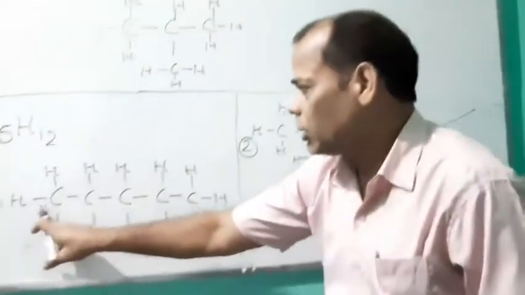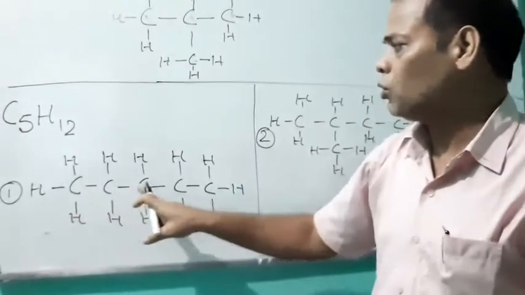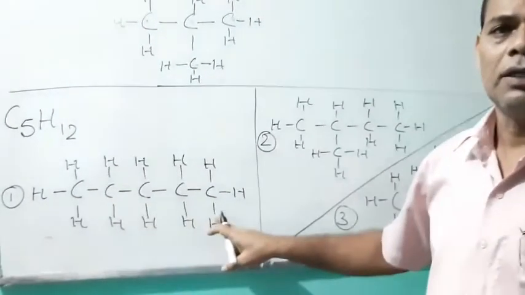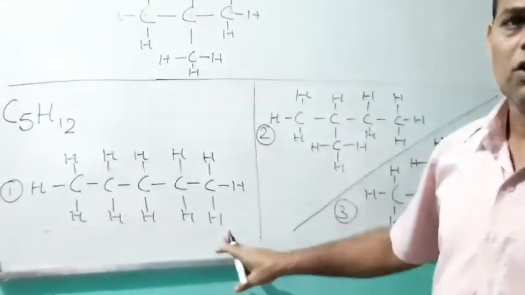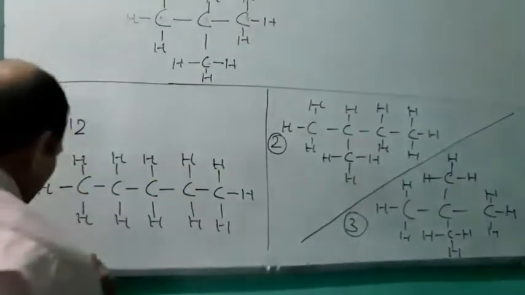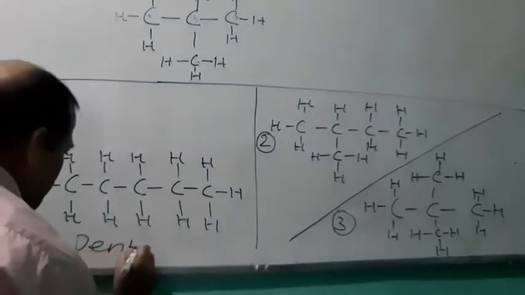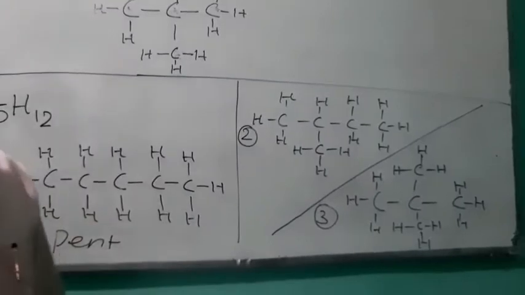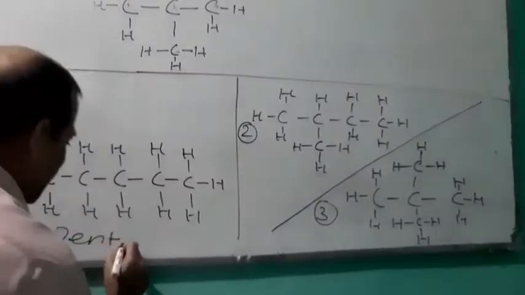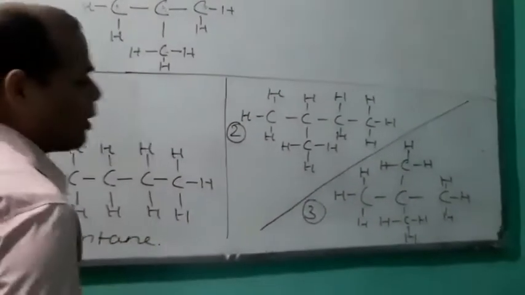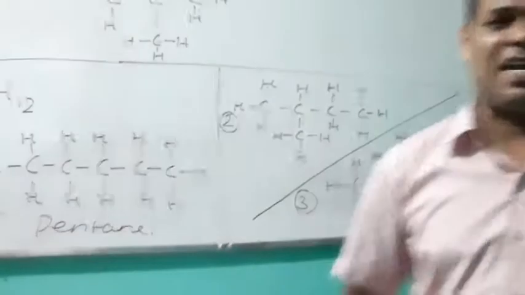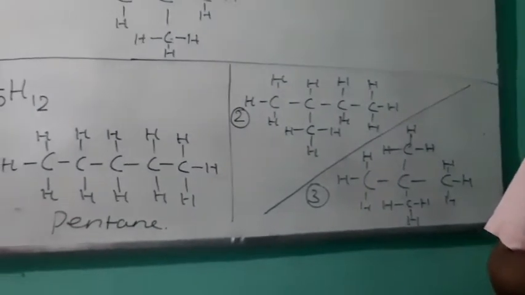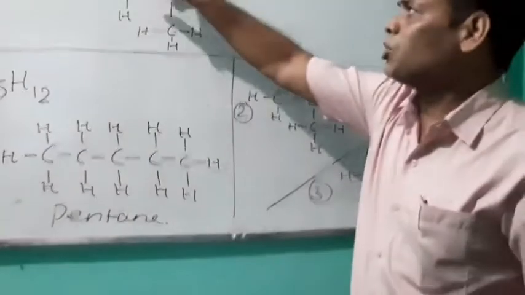Even here you see there are 1, 2, 3, 4, 5 carbons. There are 5 carbons, so the word root is pent. Now all carbons are connected by a single covalent bond, so the suffix is ane. So the name of this compound is pentane.